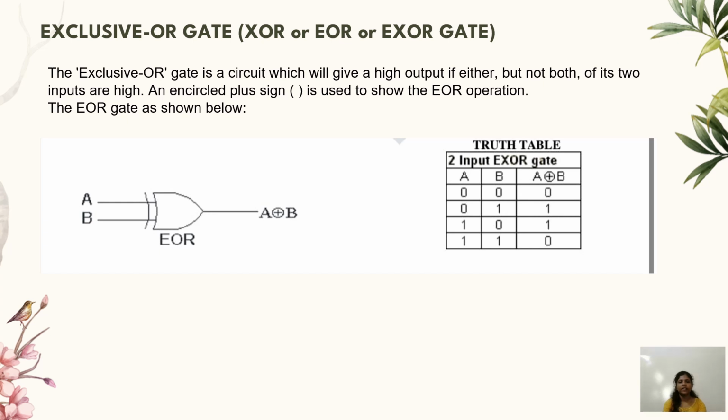Exclusive OR gate. This is also called XOR or EOR or EXOR gate. The exclusive OR gate is a circuit which will give a high output if either but not both of its two inputs are high. An encircled plus sign is used to show the EOR operation. The EOR gate is shown below and the truth table also.